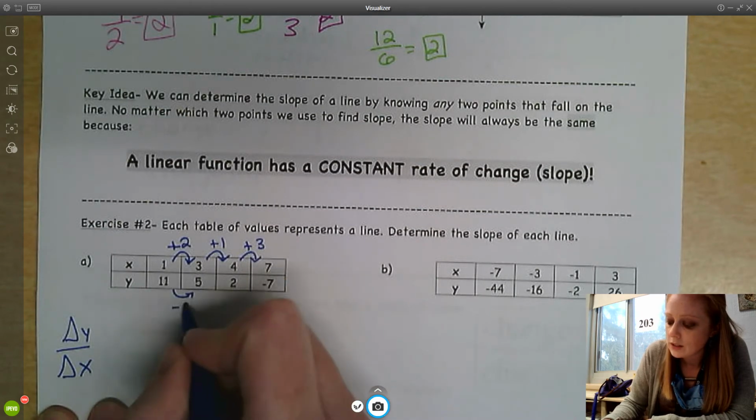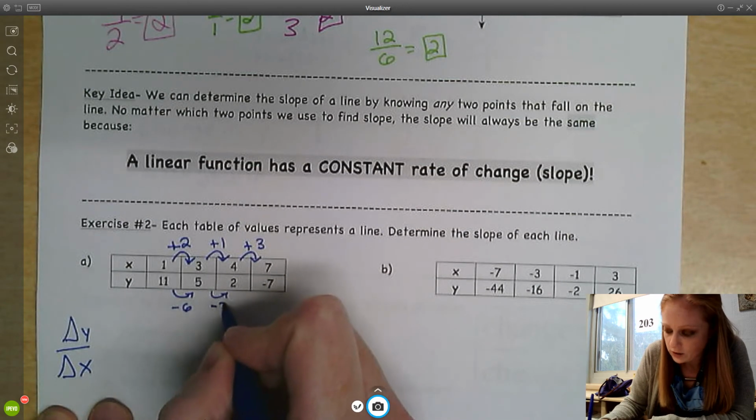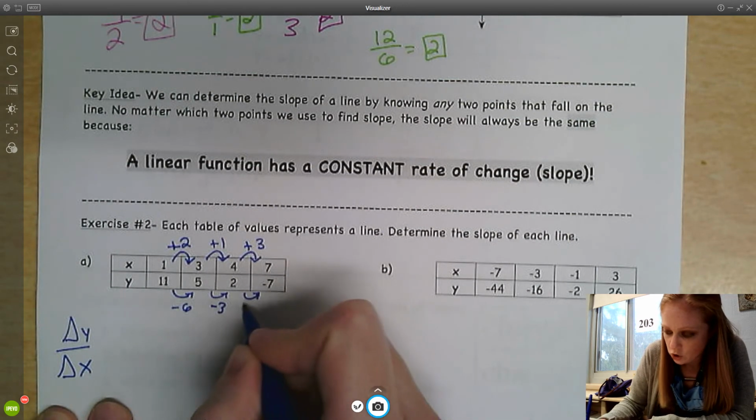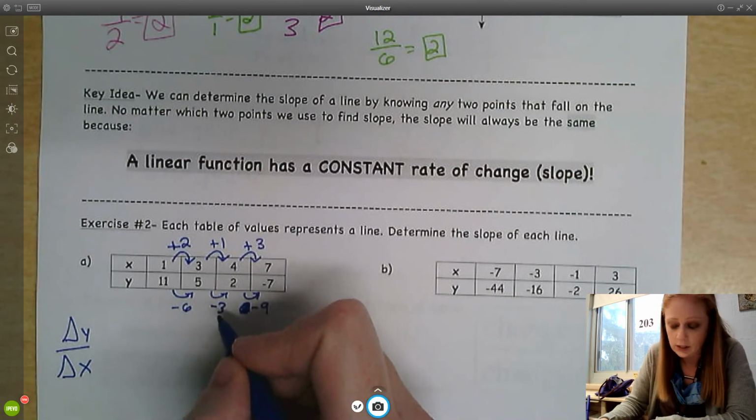To get from 11 to 6, you're going to minus 6. 11 to 5, you're going to minus 6. 5, let's see, 5 minus 3 is 2. And then 2 minus 9 is going to give you that negative 7. So the other ones we had all had the same change in y over the same change in x. Let's see what happens here.